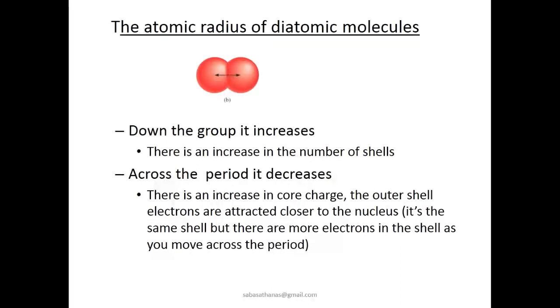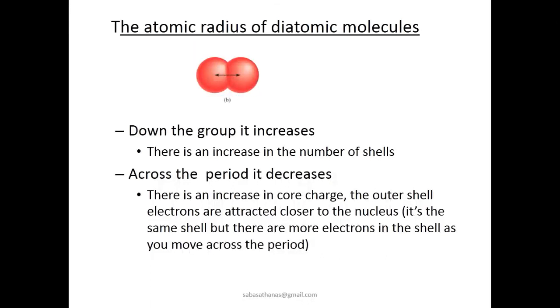Why does it decrease? Because there is an increase in core charge. When the core charge increases, the force of attraction increases, meaning the nucleus pulls strongly enough to hold the shells together. That is why, as the charge increases, the size of the shell decreases because of the force of attraction. The core is in the same shell but there are more electrons in the shells as you move across the periods. As you move across the periods, the size of the atom decreases.